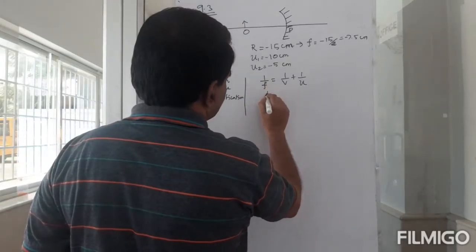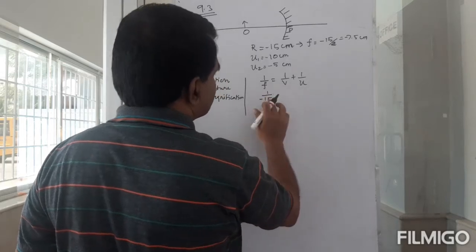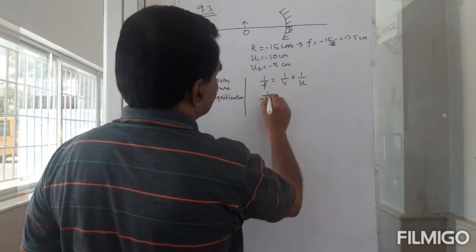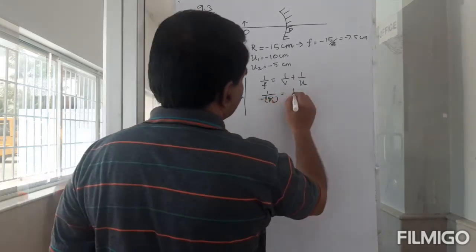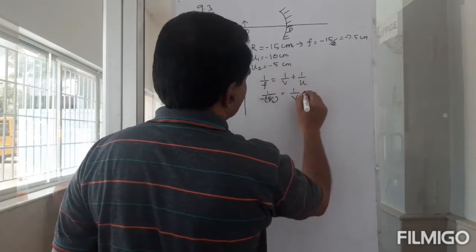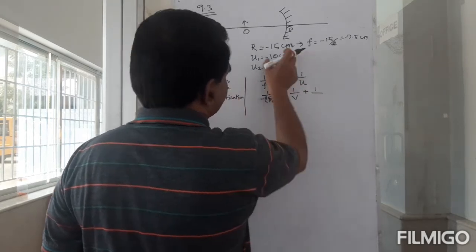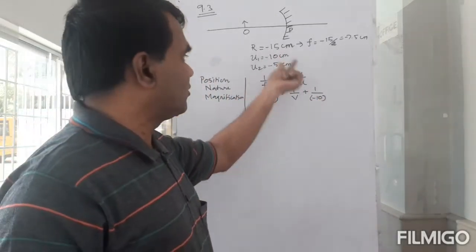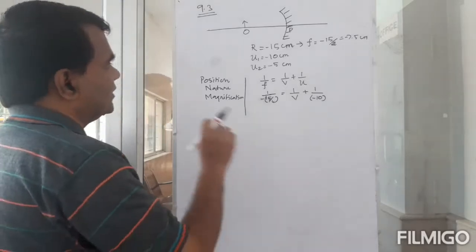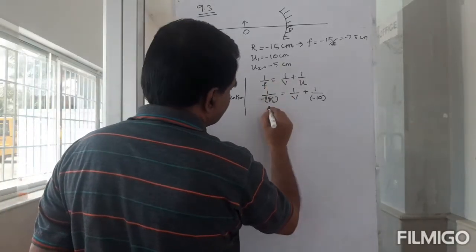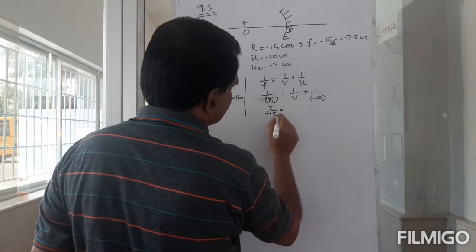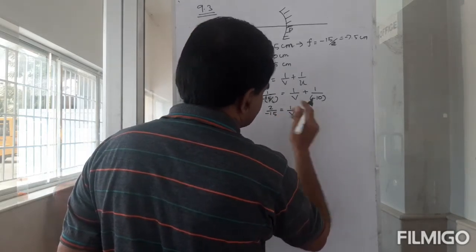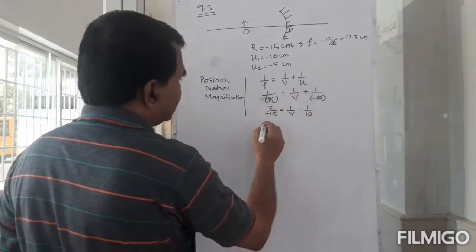So this is 1 by minus 7.5, that is minus 15 by 2, that is equal to 1 by v plus 1 by u. What is u? In the first case, minus 10. Don't write 10, it's always minus 10. You write it with sign convention, minus 10. So this becomes, 2 will go up, 2 by minus 15 is equal to 1 by v minus 1 by 10.